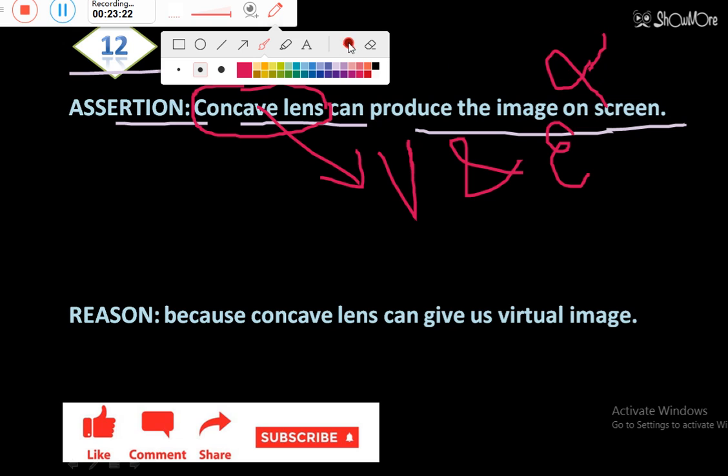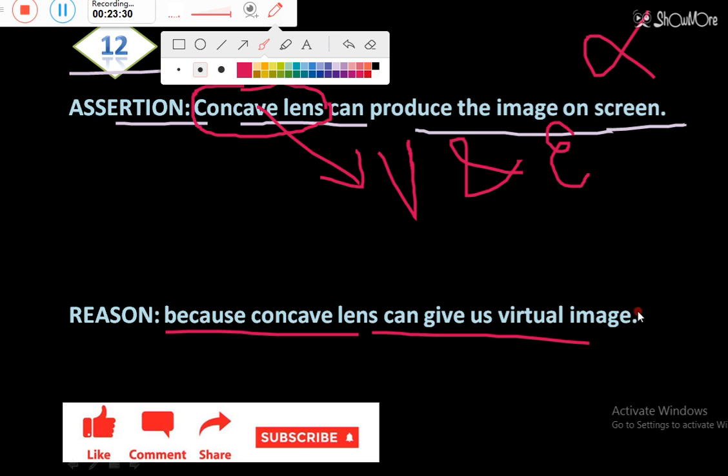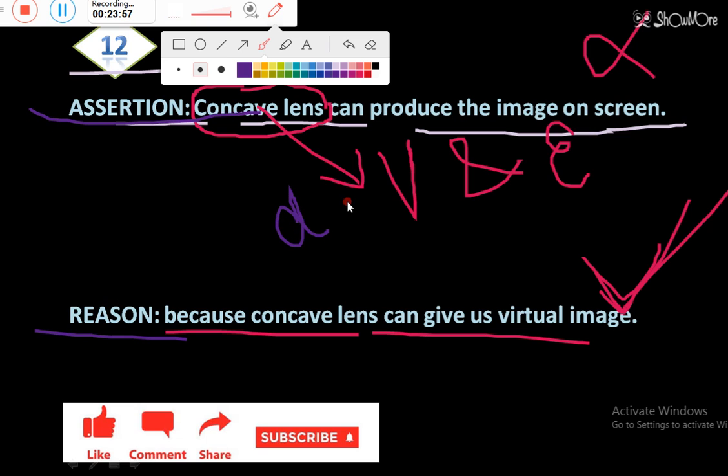Now see the reason. The reason says that a concave lens gives us a virtual image. This is right, but this is not the explanation of the assertion, because the assertion is false. If we said a concave lens cannot produce the image on the screen, then it would be right. But it says a concave lens can produce the image on the screen, so it's false. So in this question the assertion is false, but the reason is true. So the answer will be option D.